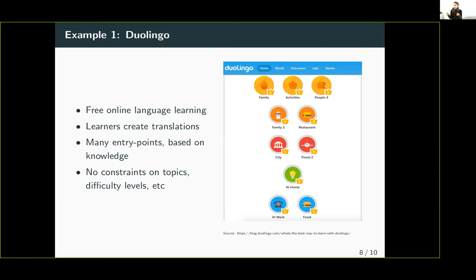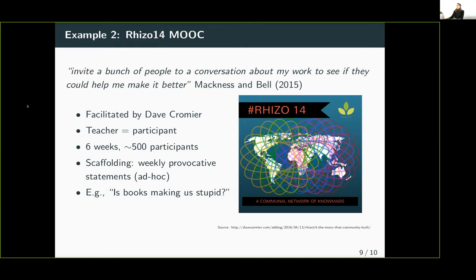The second example is a MOOC, a massively open online course, which happened in 2014. It's called Rhizo14 MOOC. And it was facilitated by Dave Cormier, the inventor of rhizomatic learning. And his idea was to invite a bunch of people to a conversation about Dave Cormier's work, to see if they could help him make his work better. So that was the whole idea.